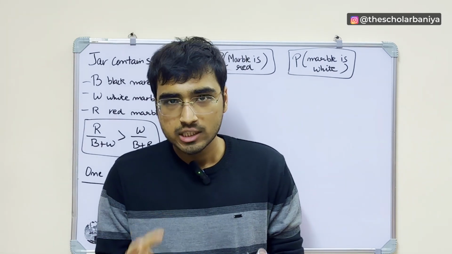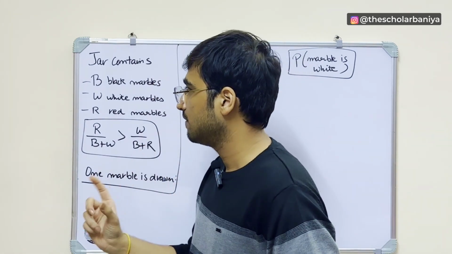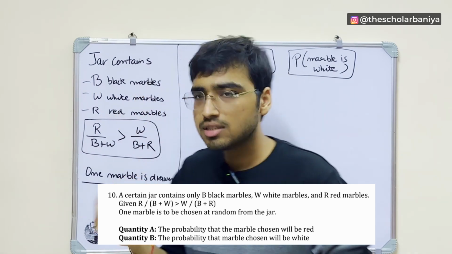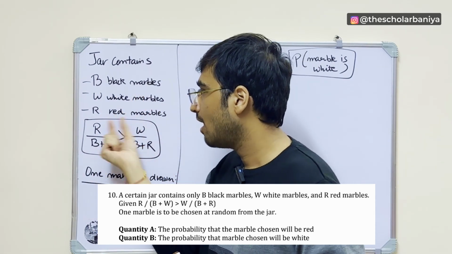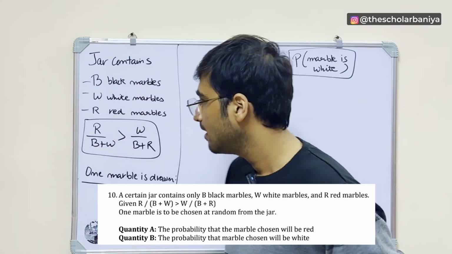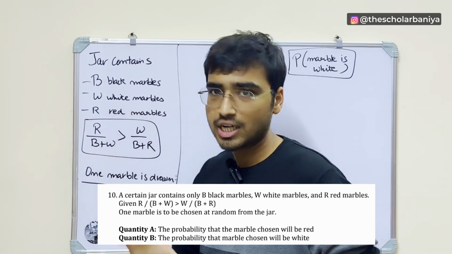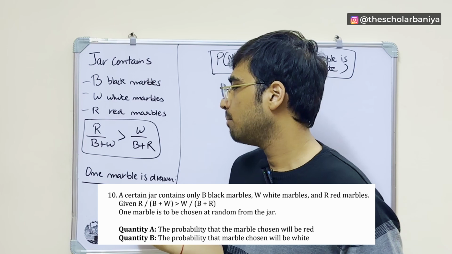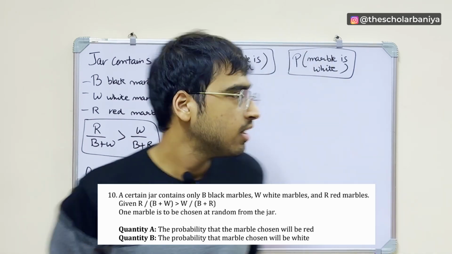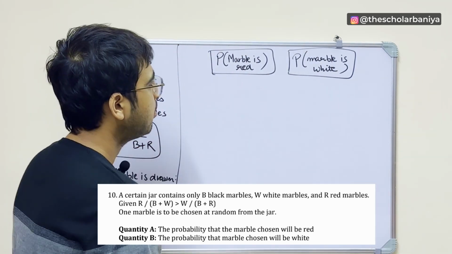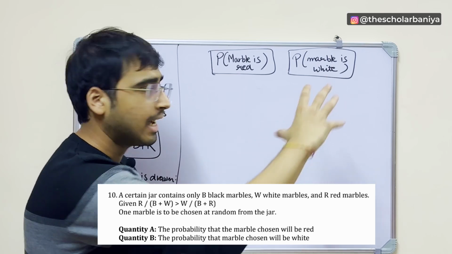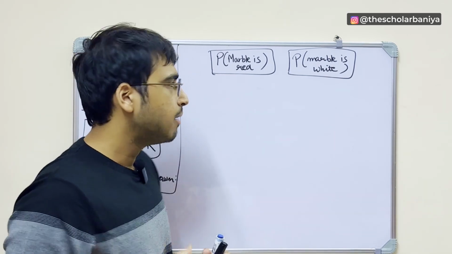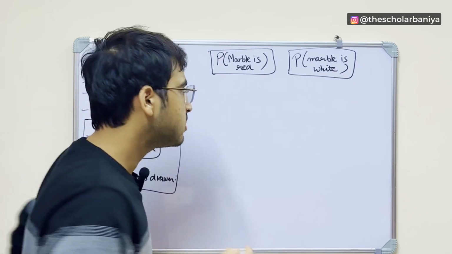So let's move on to the next question, guys. In this question, we are given that there is a jar which contains B black marbles, W white marbles, and R red marbles, right? And this is an inequality which has been given to us. Now, what we do is that we draw one marble from the jar. So we have to compare the probability that the marble is red and the probability that the marble is white, right? So firstly, tell me, what are the total number of marbles?